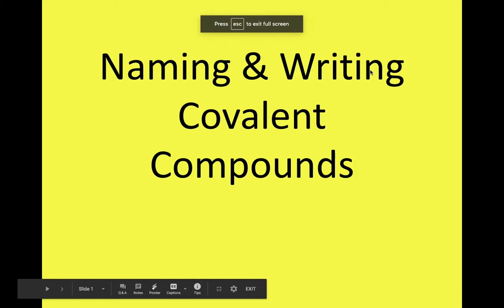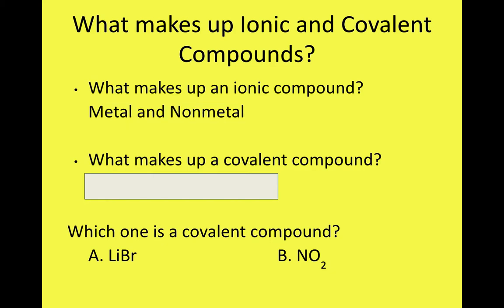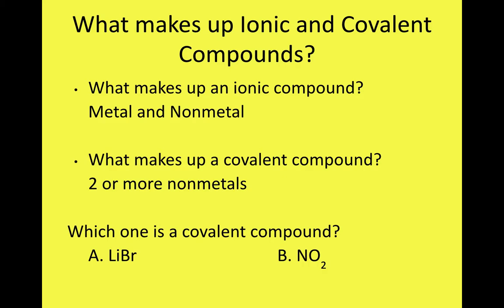So like I said, today we're going to talk about naming and writing covalent compounds. I want to do a quick review before we start into the logistics. A couple things to keep in mind: an ionic compound is made up of a metal and a nonmetal. Remember that metals are on the left side of the stairs and nonmetals are on the right side of the stairs. What makes up a covalent compound? Covalent compounds are two or more nonmetals. So the nonmetals are on the right side of the stairs.